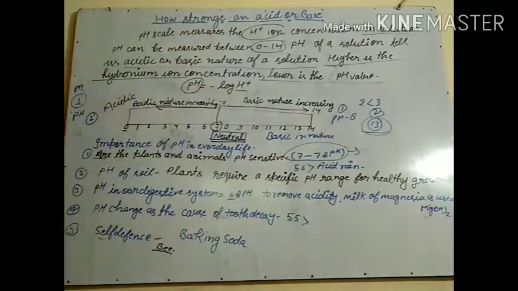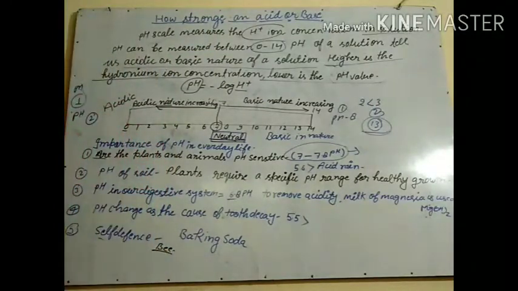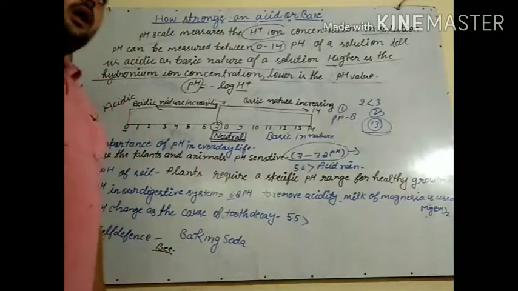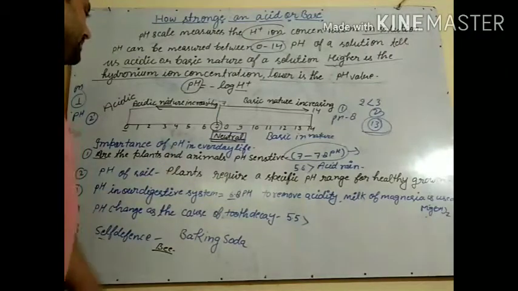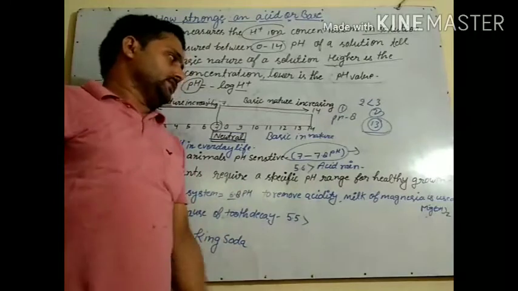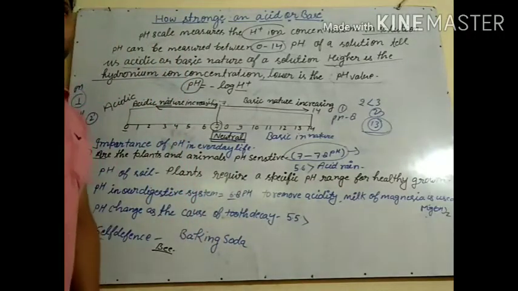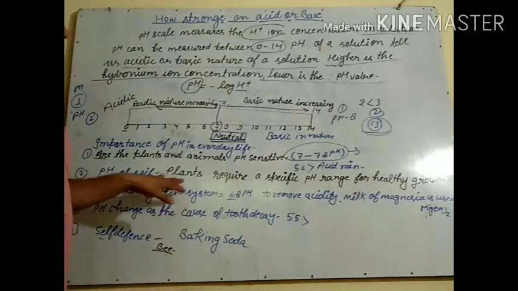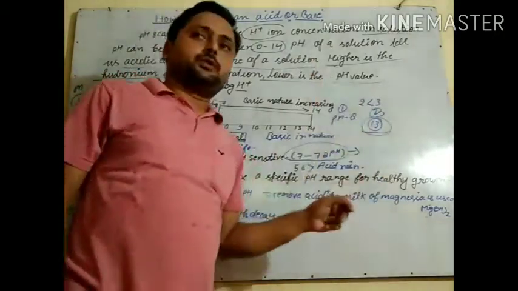First point we got. Second, pH of soil. You know that all soil doesn't have the same type of pH. It means all types of plants do not need the same pH, and they need a special pH range for healthy growth. All the plants need a special range of pH for healthy growth.